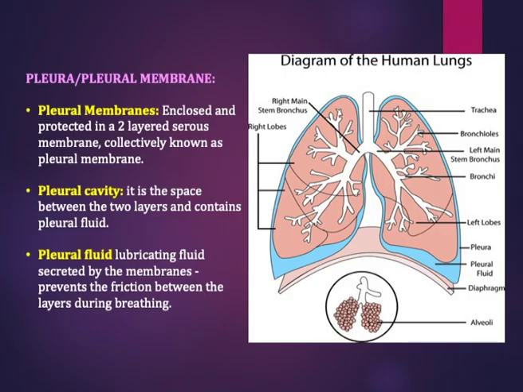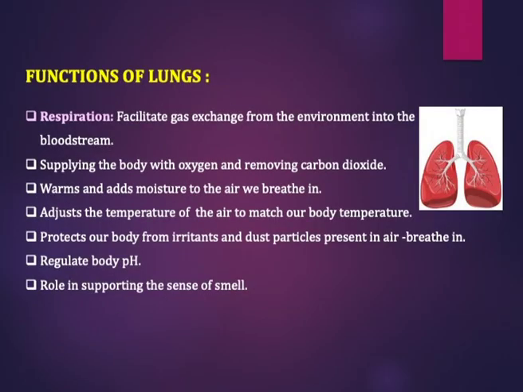This pleural fluid is produced from the pleural membranes, and its function is that it helps in lubricating the lungs during the process of respiration or breathing, and it prevents friction. Coming to the function of the lungs, as we all know, the main function of the lungs is respiration. This facilitates the gas exchange from the environment into the bloodstream. It also supplies the body with oxygen and helps in the removal of carbon dioxide.